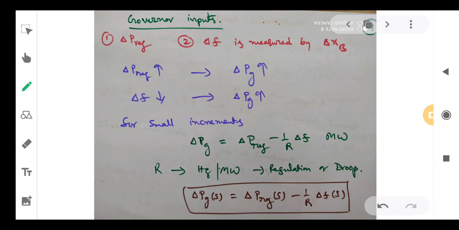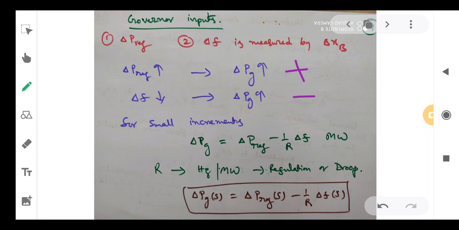So, for small increments, let us formulate the equation. Delta Pg is directly related to delta P reference. Therefore, delta Pg equals delta P reference, with a positive sign. Let us use a positive sign here; here it is a negative sign. Delta P reference minus some constant into delta F. That constant is 1 by R. R is the droop, which is nothing but hertz per megawatt. Droop is nothing but regulation or slope.